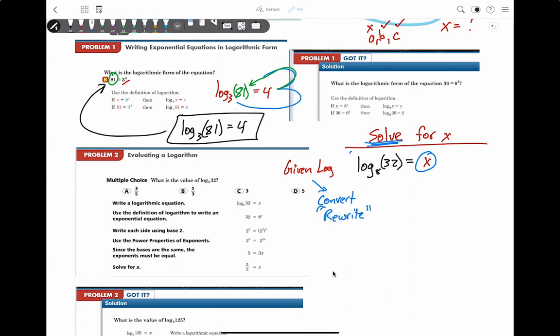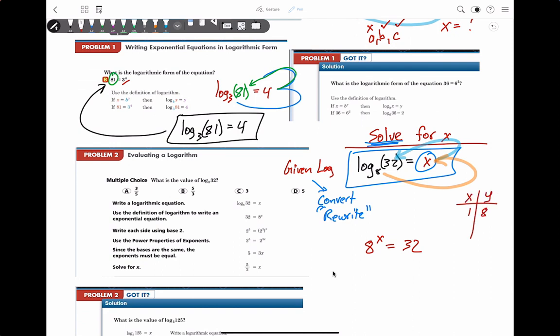Okay, so I'm going to rewrite this as an exponential with the reverse Hart method. 8 to the power of x is equal to 32. That's how I rewrite it. First, with the 8 to the power of x, let me go ahead and write that down here, is equal to 32. Now, this one's a little bit different because if x is 1, then I know it's 8.